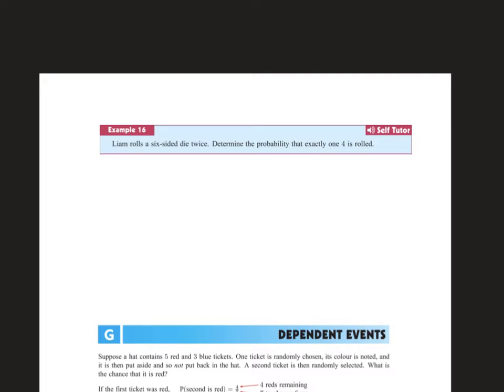Liam rolls a 6-sided die twice. Determine the probability that exactly 1 four is rolled. So go ahead and pause the video and think through this. Try it on your own.